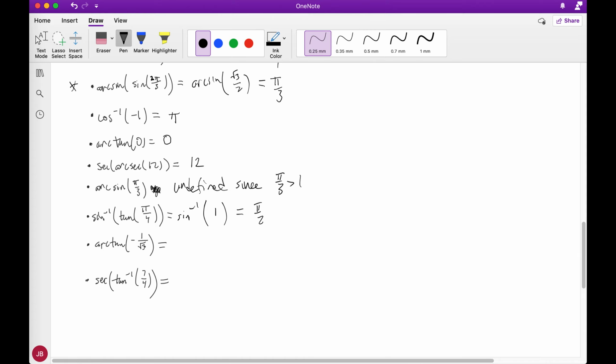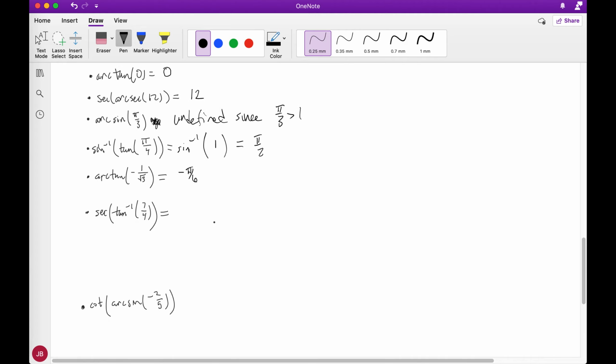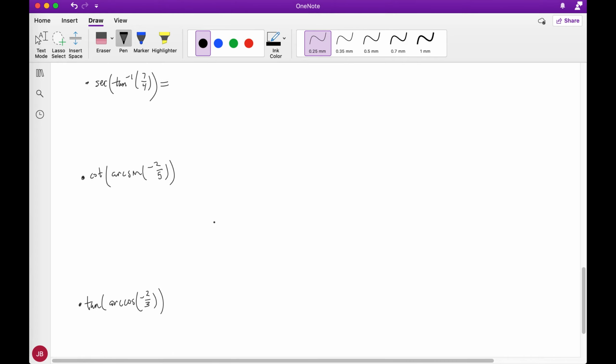Okay, here. Arctangent of minus 1 over root 3. You may also have minus root 3 over 3. I think this angle is going to be in quadrant 4, and if I'm not mistaken, it's angle minus pi over 6. Now, these last three are going to be treated a little bit differently, so we'll just keep them all on screen here as best we can.